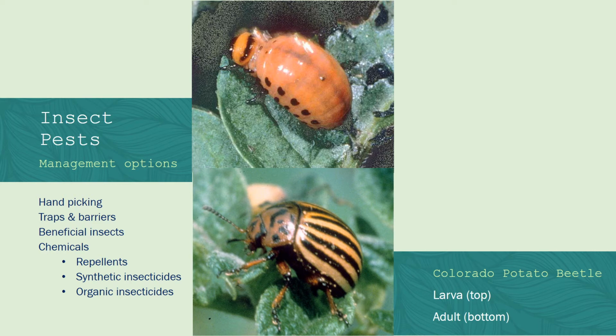Hand-picking pests, such as the adults and large larvae of Colorado potato beetle, can be effective on some plants. Japanese beetles may be knocked from leaves into a bucket of soapy water. Of course, good old-fashioned squishing with a foot works well too. Traps, barriers, beneficial insects, repellents, synthetic insecticides, and organic insecticides are all possible options.